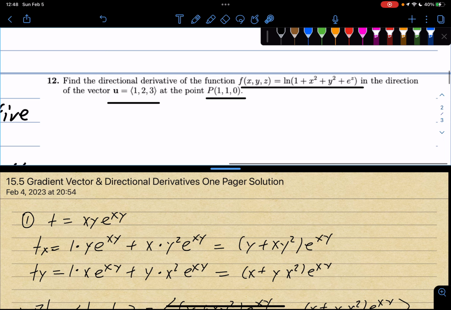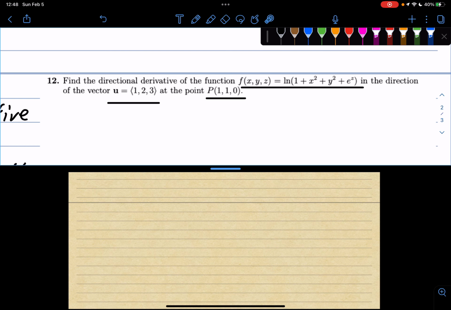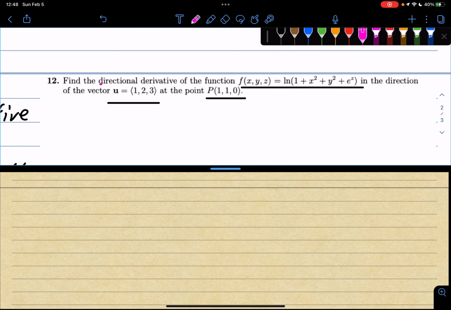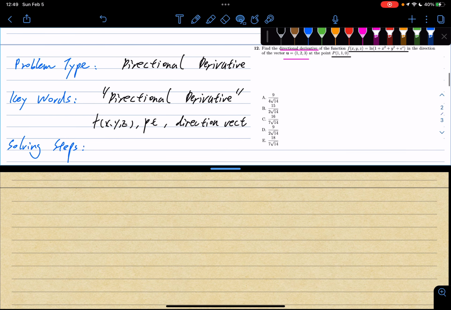So we're going to find the directional derivative of the function as such in the direction of the vector and the point. By investigating this problem statement, directional derivative is a big giveaway that this is no other than a directional derivative problem. And another giveaway is the vector that we want to find the directional derivative in the direction of. So let's go ahead and start solving it.